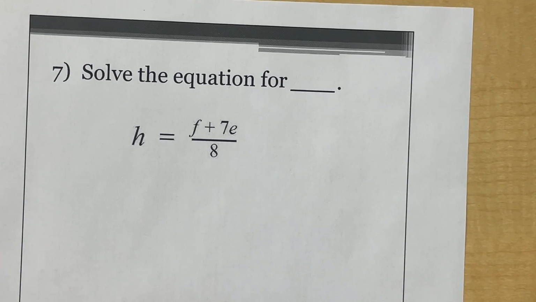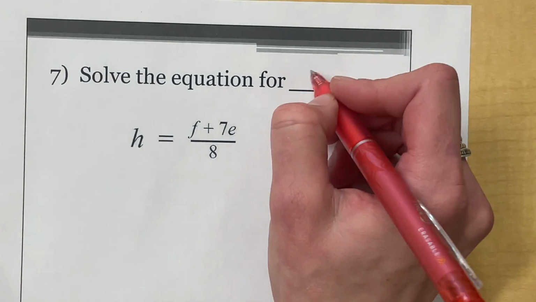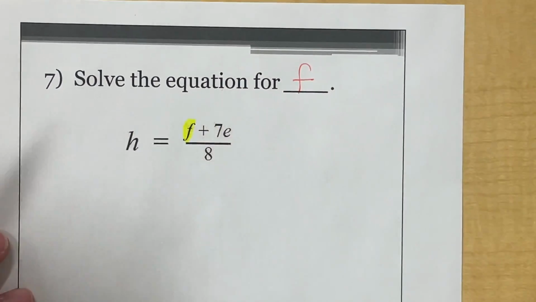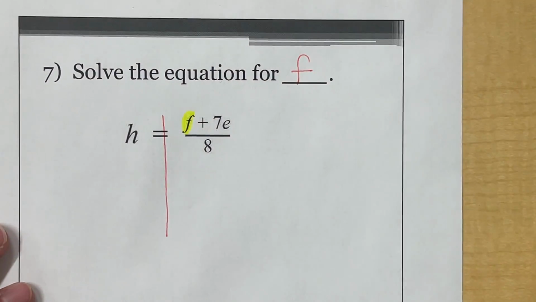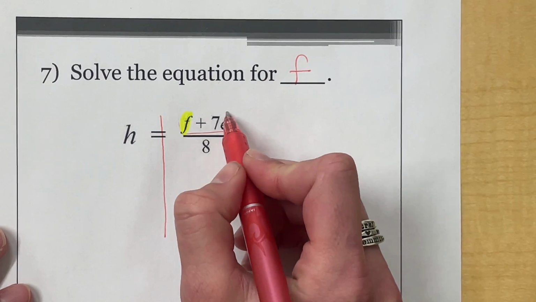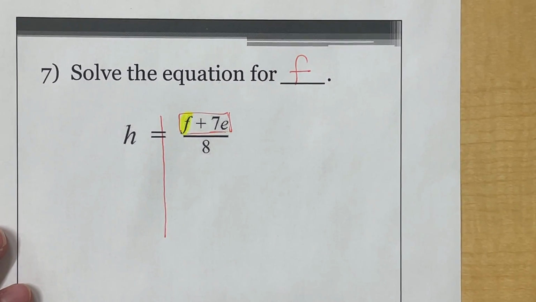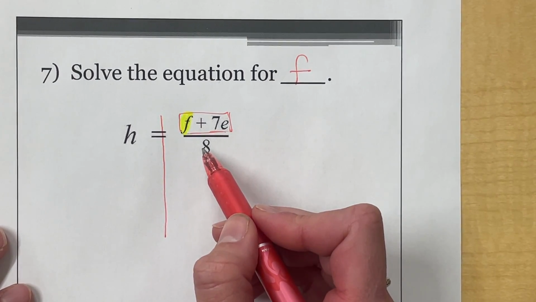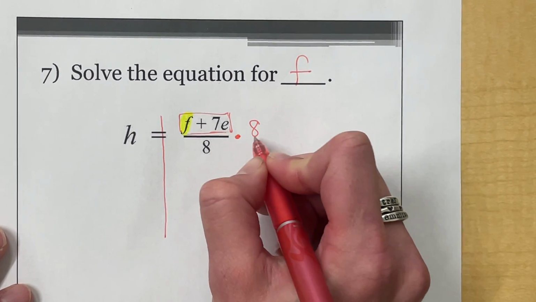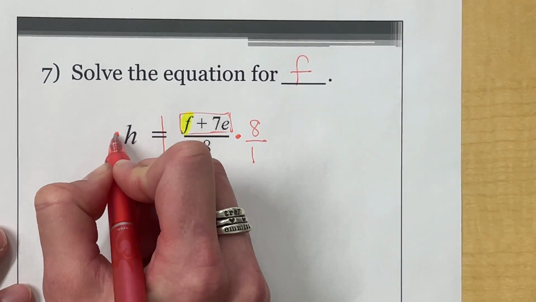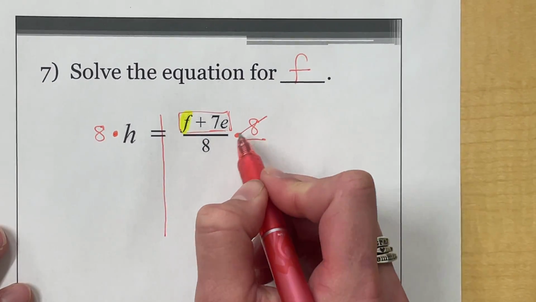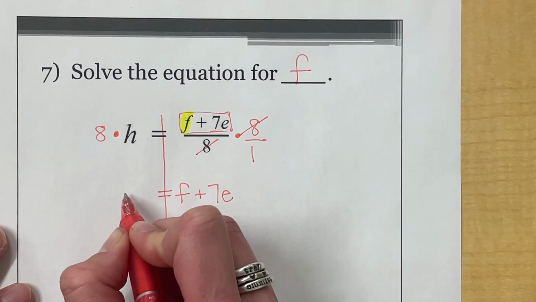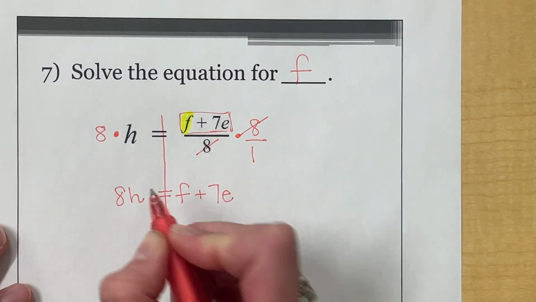Number 7, I am solving the equation for the letter F. So highlighting F, drawing my river. Okay, the variable is up in this top part, so if you wanted to box it, there's your visual there. That shows you very clearly that you need to multiply by 8 first. What you do on one side, you have to do on the other side. Those cancel, so you have F plus 7E, and then that equals 8 times H, which is 8H.